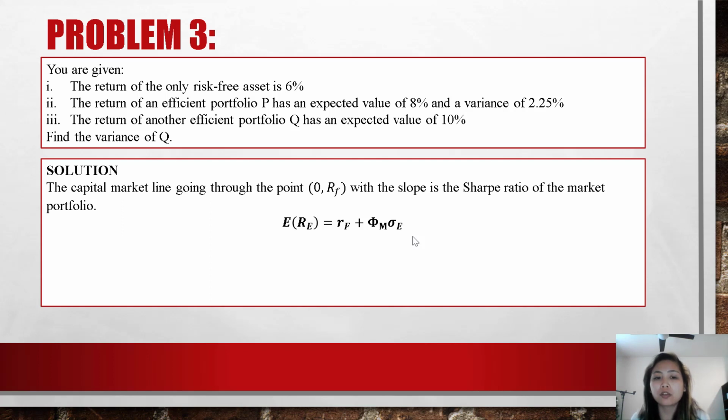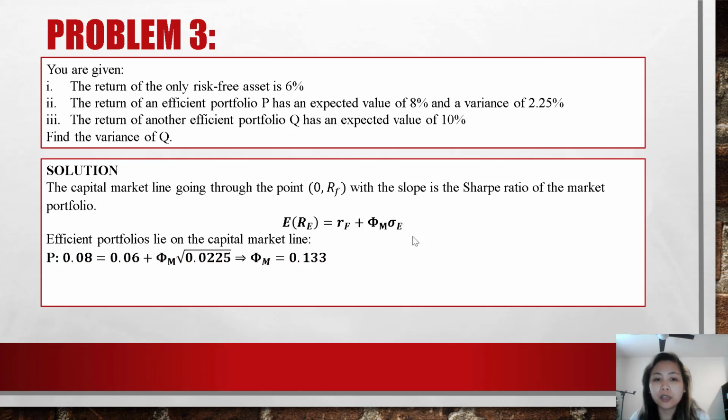because P and Q are both efficient. So let's look at P first. Since P is efficient, P should satisfy the equation of the capital market line, right? The expected return of P is 0.08, which is 8%, so I have 8% here. RF is given at 0.06 or 6%.